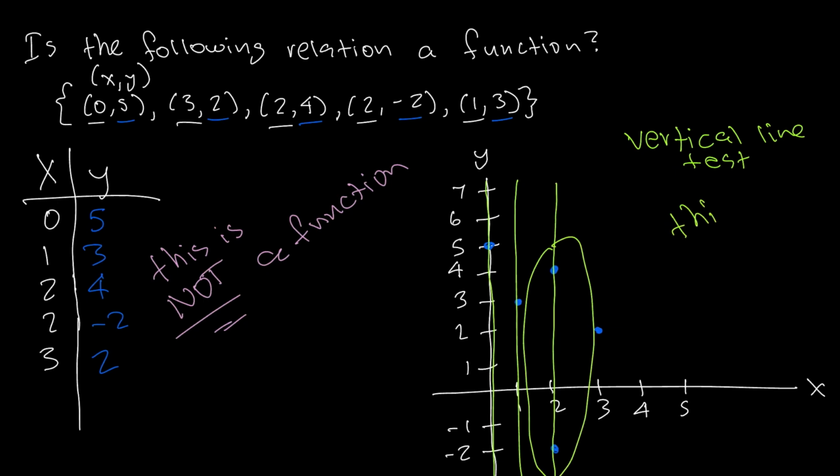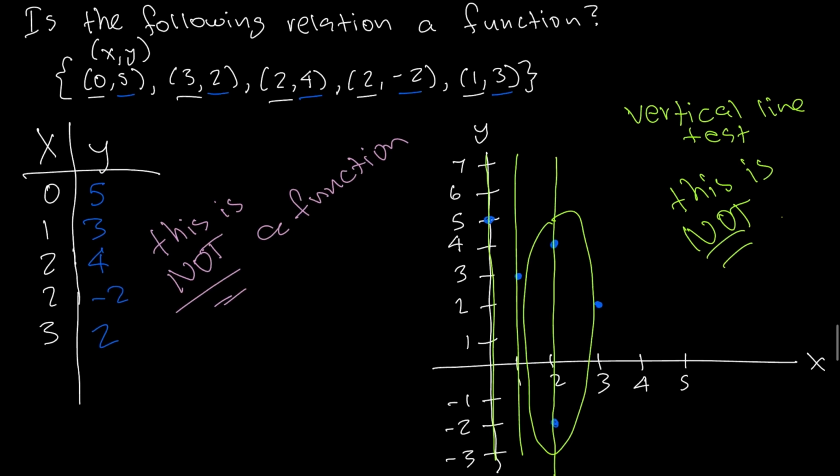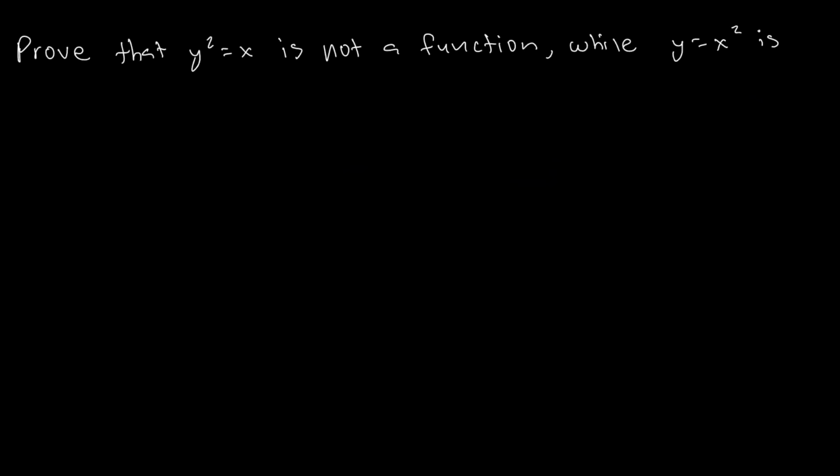I don't even have to do the rest of it. I know this is not as consistent with our table. This is not a function. And we can even do our x equals 3, but even though that part passes the vertical line test, this entire relation does not, meaning we are not a function.